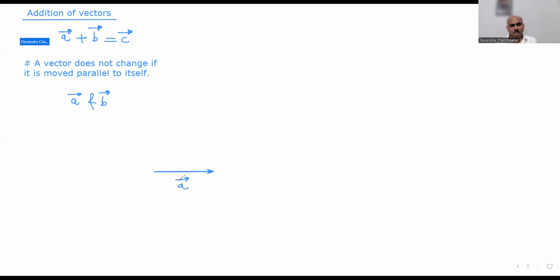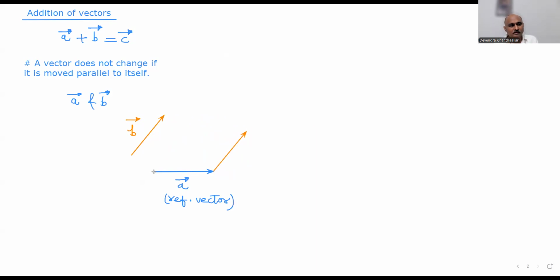This is vector A, and this is vector B, right? Now, to add two vectors, we keep one of the vectors fixed. We fix one vector and call it the reference vector. In this case, I am taking A as the reference vector, so I am fixing A and moving B parallel to itself such that the tail of B coincides with the head of A.